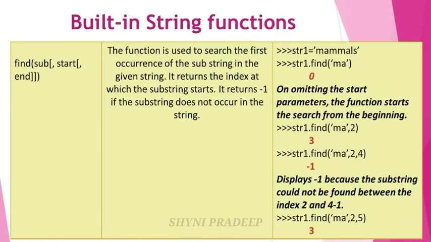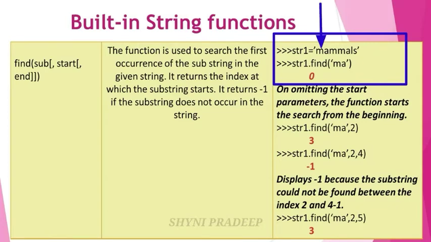Okay, let's see the example. str1 is equal to mammals. Here first you have to find ma. Okay, here the substring is given but start value and end value are not given. So here you have to take the whole string. Because the start value is not given and the end value is not given, you have to take the whole string. Find this substring ma in the main string. You can find this ma at the starting index, which means at the beginning. So the starting index value is what? 0. So it will be printed on the output screen.